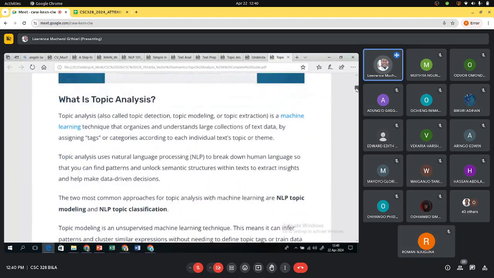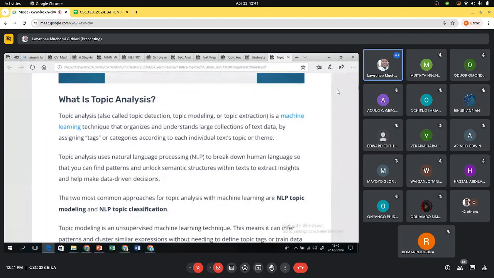What is topic analysis? Some people also call it topic detection. Others who like to sound more technical call it topic modeling. And others call it topic extraction. I don't know which one you prefer. Topic analysis, topic detection, topic modeling, topic extraction, they all mean the same thing. We are trying to look for the major themes or the major topics.